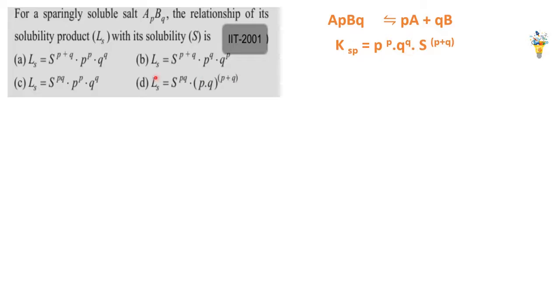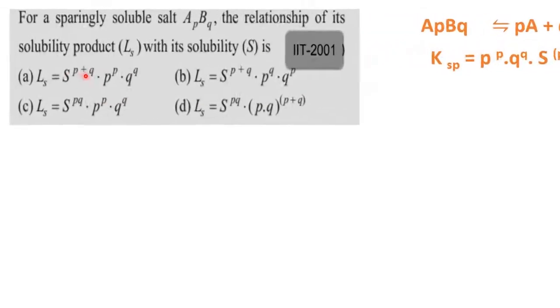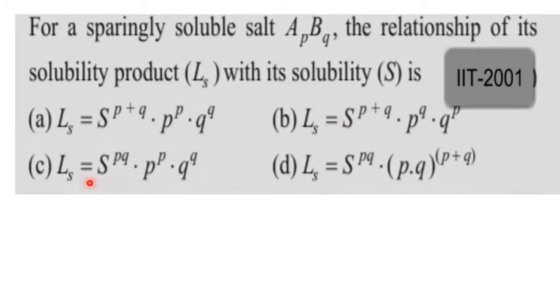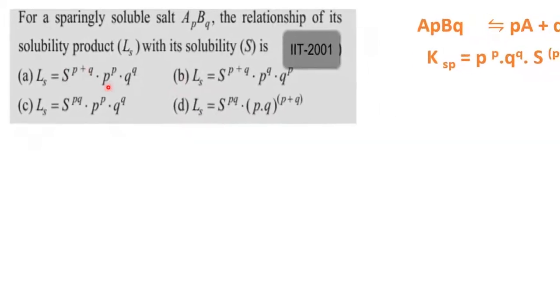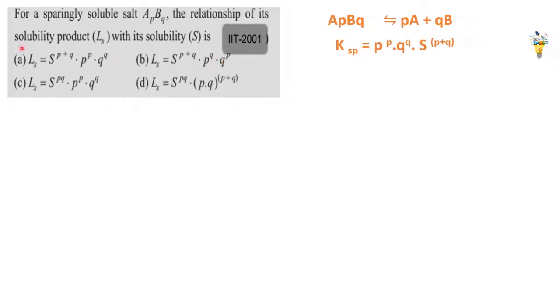So what is the option here? That is S^(P+Q). Here one is there, and here... So C and D are not the correct answer. It may be P^P, Q^Q. Here it is P^Q, Q^V. So your answer is A.